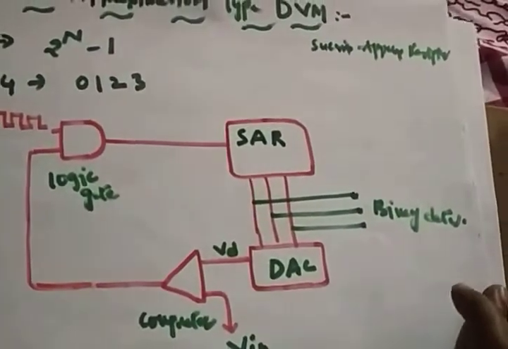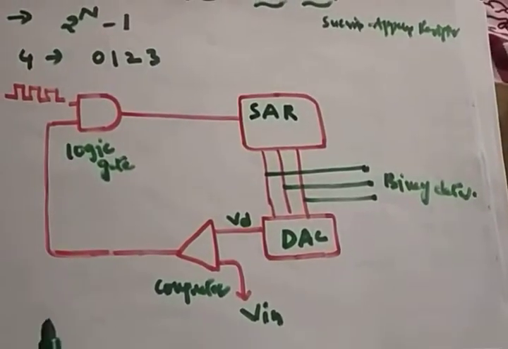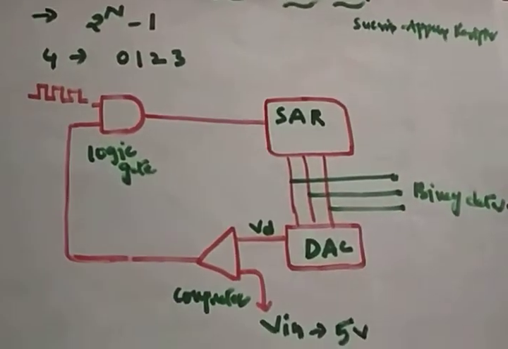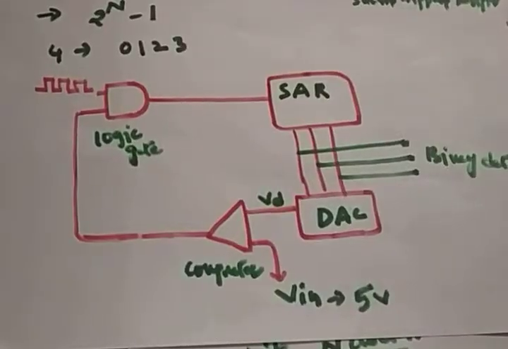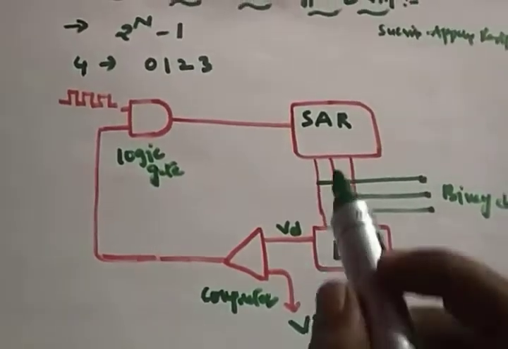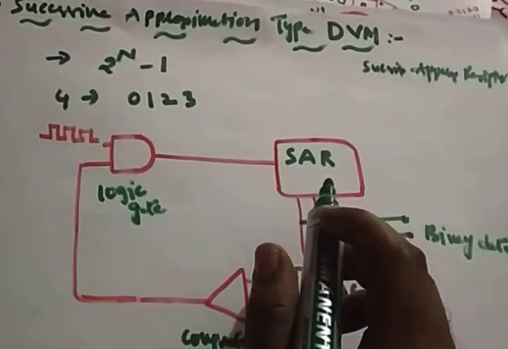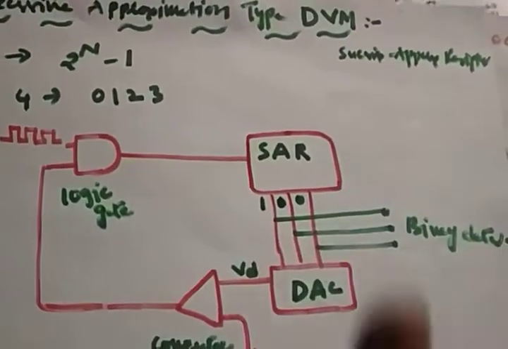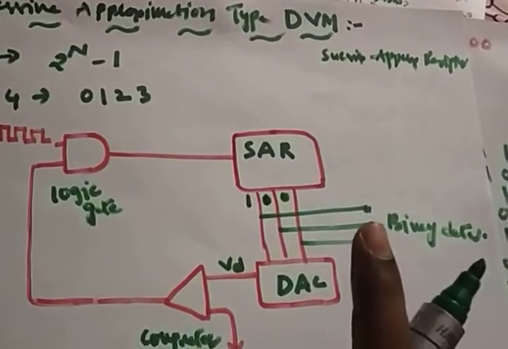So initially, suppose you want to find out the value of 5 volts. Whatever input you are giving to the comparator is 5 volts. The first thing the SAR does is set the MSB bit. It's a 3-bit SAR now, so it will make the MSB bit 1 0 0.